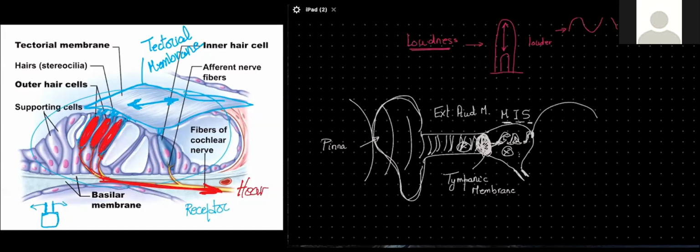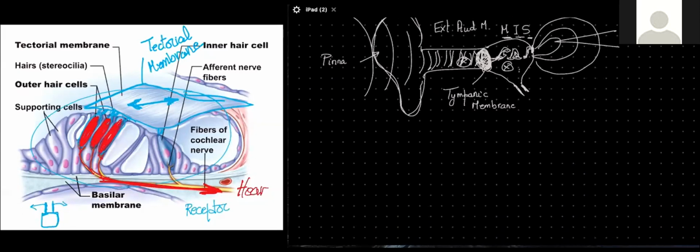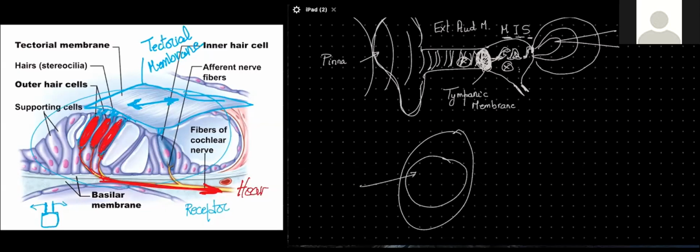This vibration is going to be conducted to the cochlea located in my internal ear. When I have a cut section of the cochlea like this, this is how it's going to look. You have a membranous tube. Outside of it, you've got the fluid that we call perilymph. Inside of it, you've got a fluid called the endolymph.